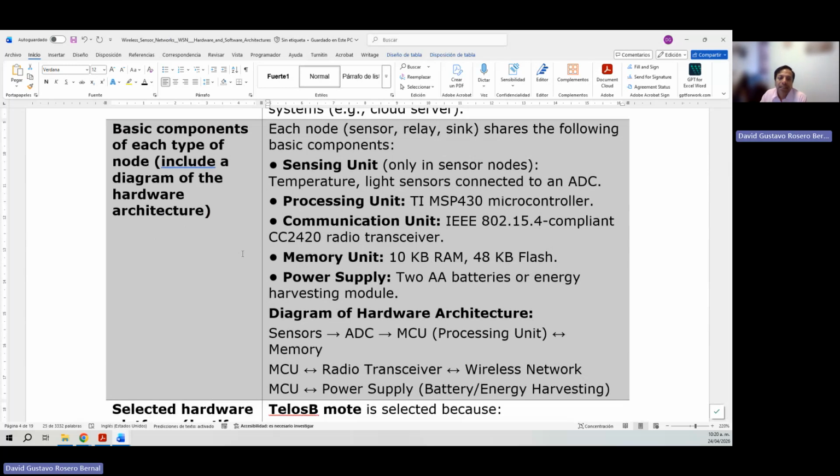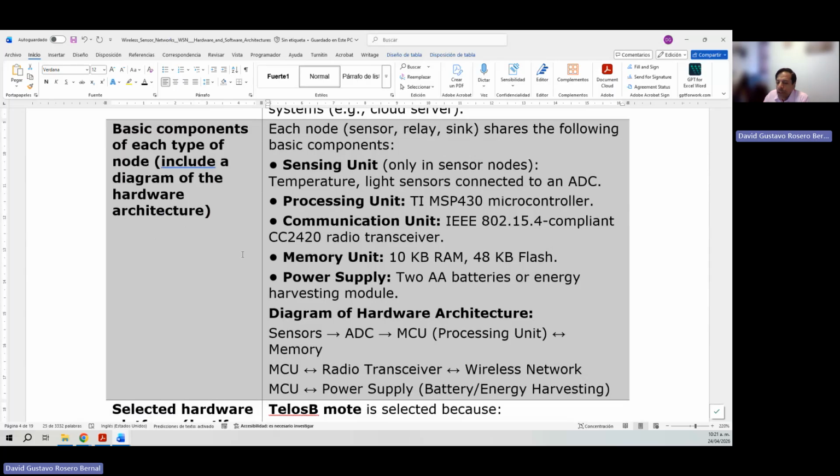Every node, regardless of its function, shares a common hardware architecture. A sensing unit, in the case of sensor networks, includes sensor connectors to an analog to digital converter for capturing physical phenomena and converting them into digital signal. We have a processing unit based on the Texas Instruments MSP430 microcontroller, responsible for managing local operation and decision making.